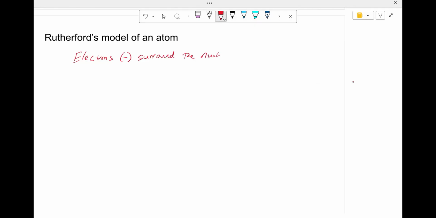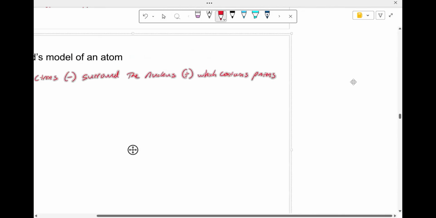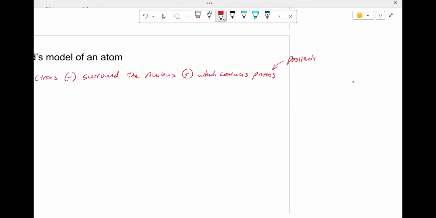So right now, our description is that electrons, which are negatively charged, surround the nucleus, which is positively charged, and the nucleus contains protons. And that was the name they gave to these particles inside the nucleus, these positively charged things. So a proton is simply, the definition is, a positively charged subatomic particle.